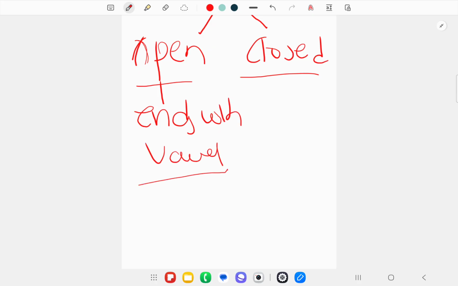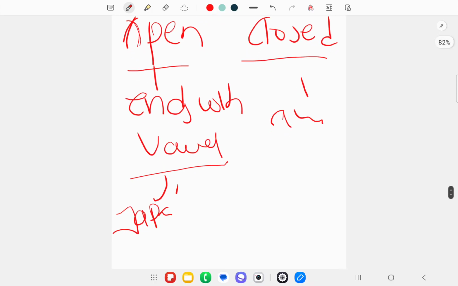An open syllable always ends with a vowel sound, and a closed syllable always ends with a consonant. Open syllable languages are often found in Japanese and Luganda.